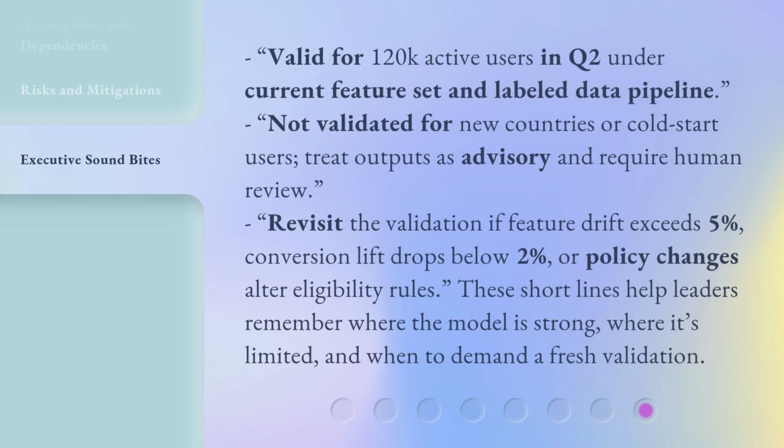Valid for 120K active users in Q2 under current feature set and labeled data pipeline. Not validated for new countries or cold start users. Treat outputs as advisory and require human review. Revisit the validation if feature drift exceeds 5%, conversion lift drops below 2%, or policy changes alter eligibility rules. These short lines help leaders remember where the model is strong, where it's limited, and when to demand a fresh validation.